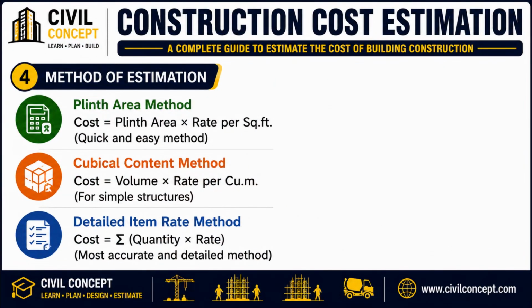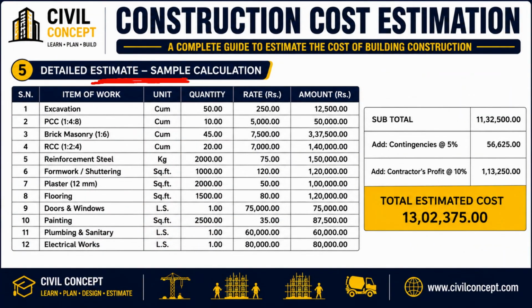Now let's understand the common methods of estimation. The plinth area method calculates cost by multiplying the building area by the rate per square foot. The cubical content method calculates cost based on the building volume. The most accurate method is the detailed item rate method, where each construction item is measured separately and multiplied by its respective rate. Now let's take a simple example.